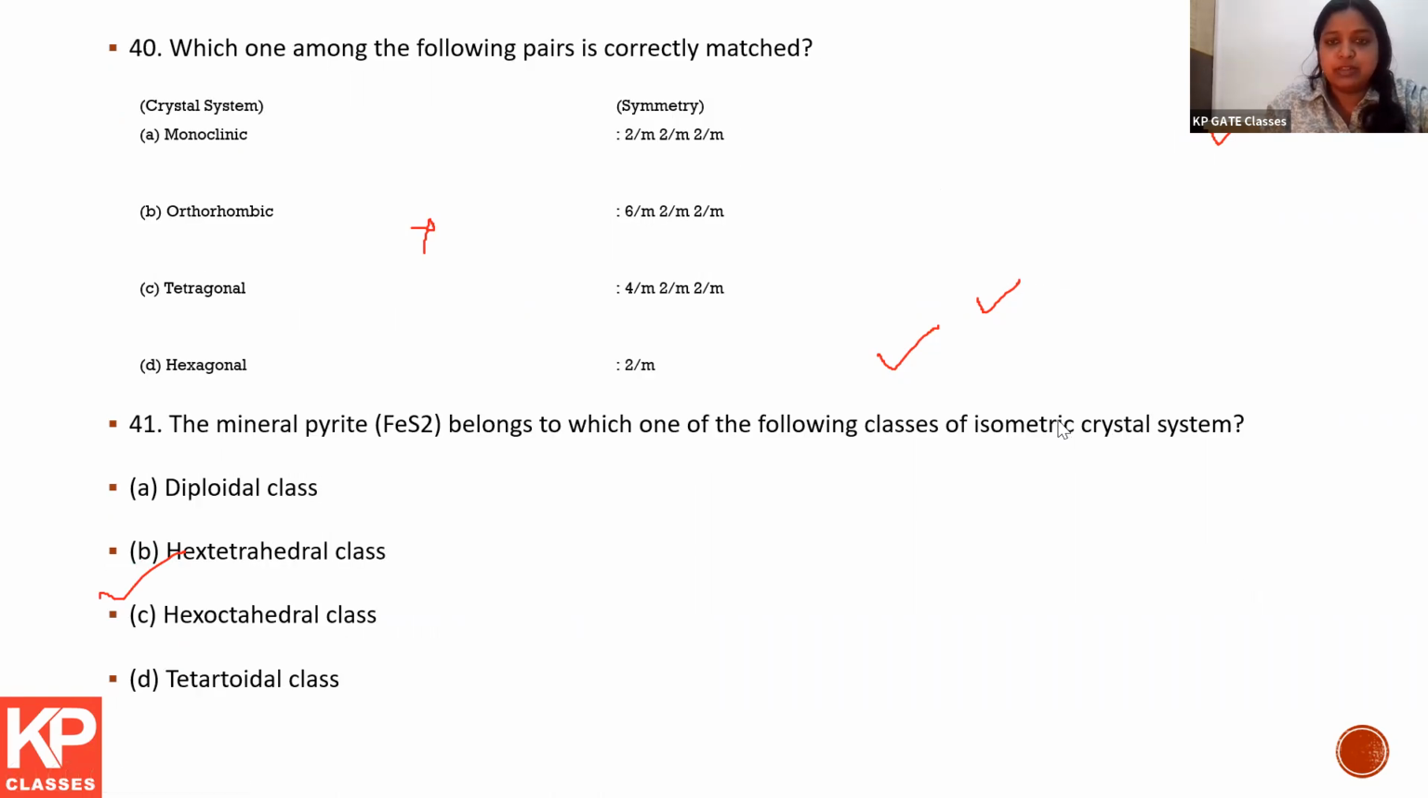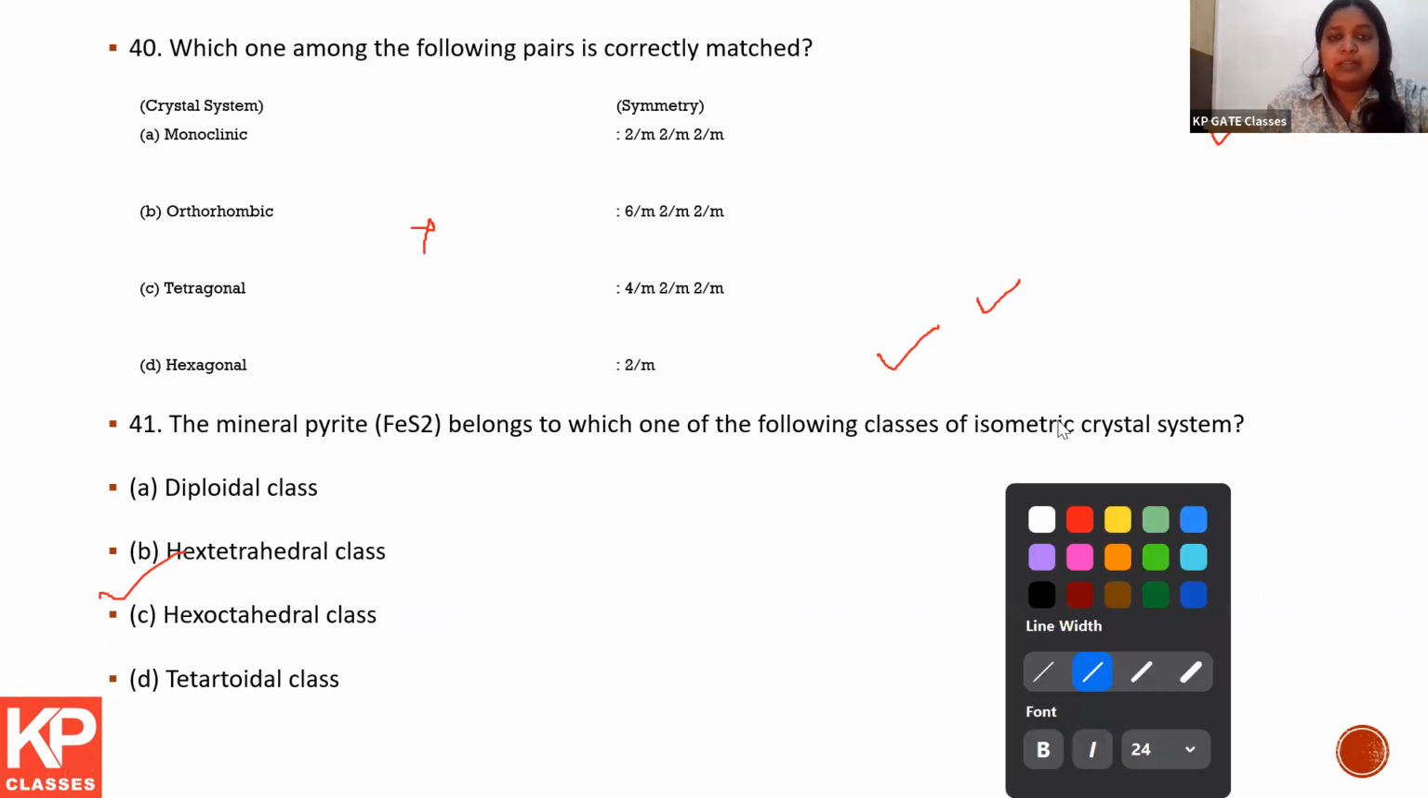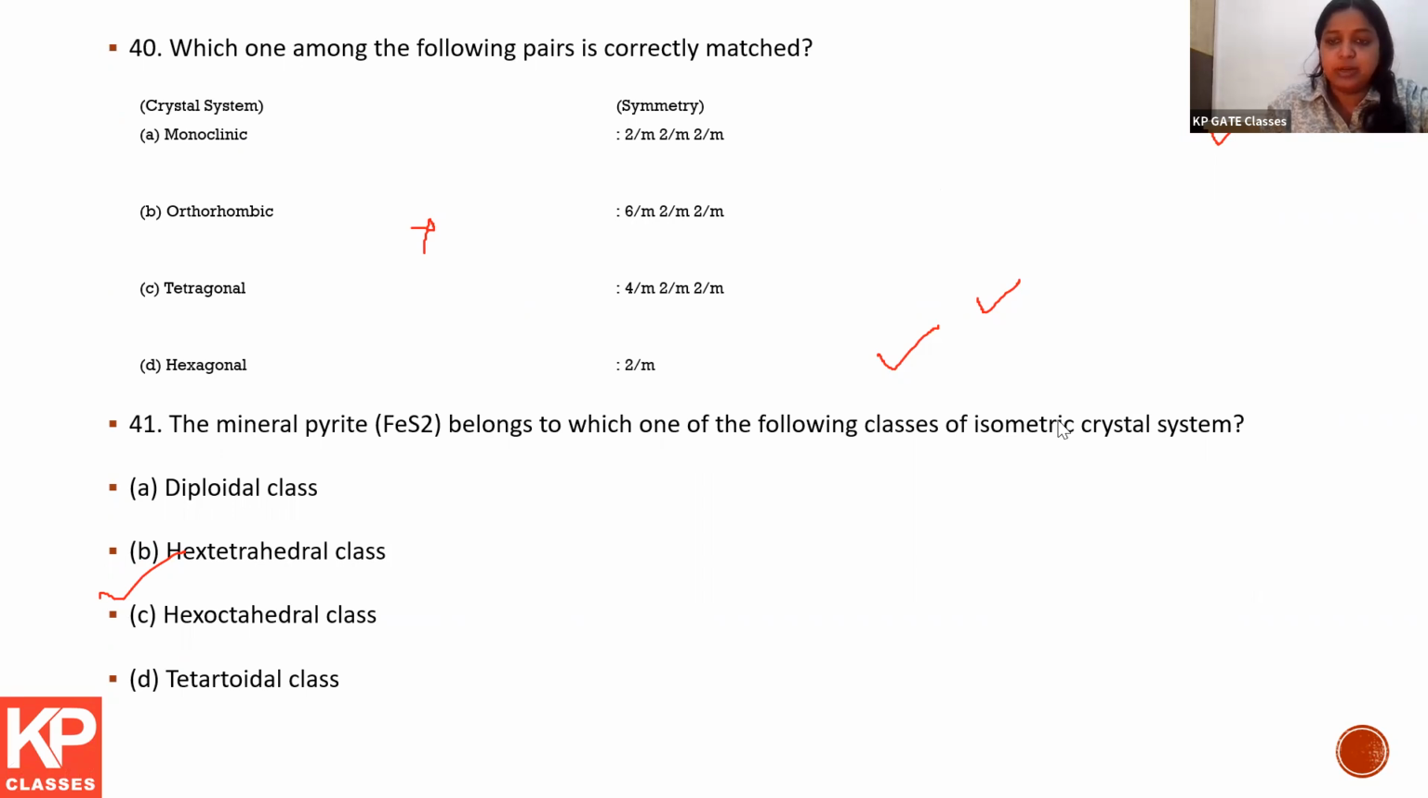Next, let's go to the next question. Which one among the following pairs is correctly matched? Monoclinic system, sorry. Yeah, so this is easy. Tetragonal system: this is the correct match. All others are wrong. Now, the mineral pyrite, FeS2, belongs to which one of the following isometric system classes? Diploidal class. Very easy, direct question from crystallography.